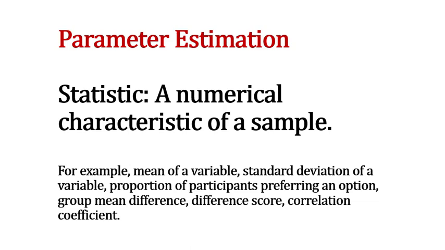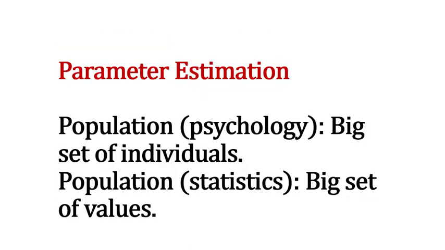Or the correlation. We measure people in two different variables, and we want to know whether there is a correlation, and for that we use the correlation coefficient in the sample. Well, we've been talking about population and sample, but we haven't defined that. And it's a bit tricky.